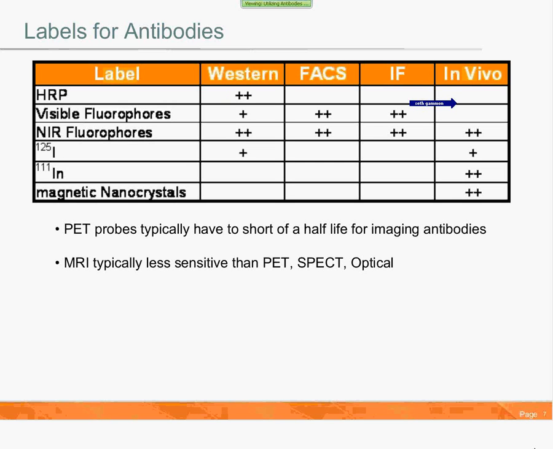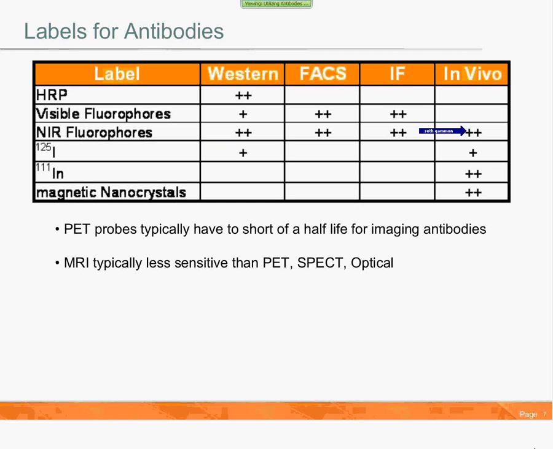So probes like F-18 that have very short half-lives are just not appropriate, and you have to wait 48 hours plus for it to clear. It's also been reported that it's not necessarily as easy to handle radioisotopes with antibodies. You have to have the appropriate regulatory and labeling facilities in your lab with shielding. Some people have that, in which case this really isn't a challenge at all.